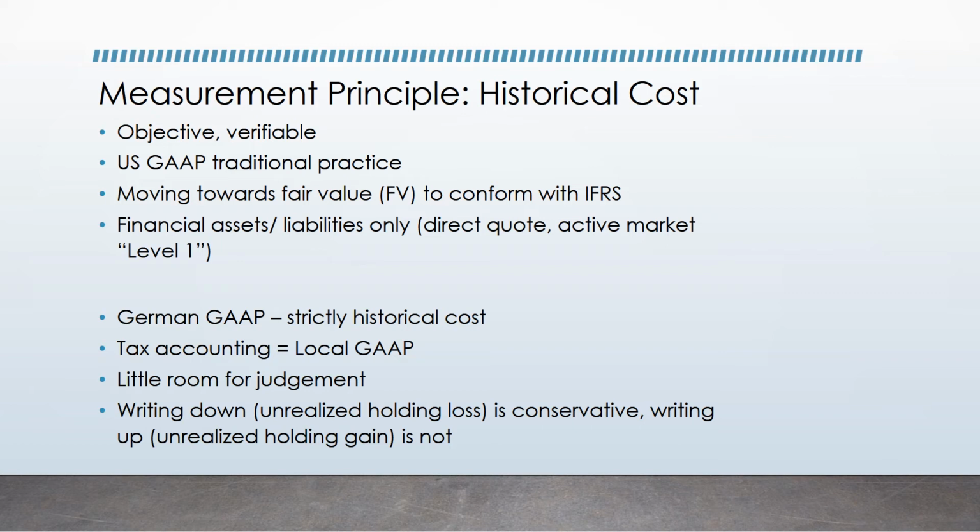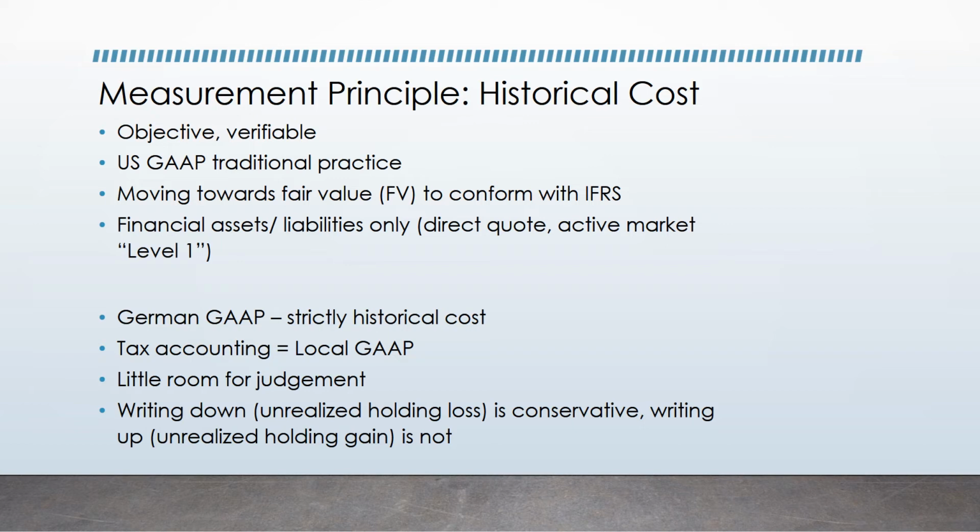All right, so historical cost is the measurement principle with which we should all be most familiar, as it is the traditional practice under US GAAP. The rationale for that is that it is objective and verifiable. Under US GAAP, we're moving more towards fair value measurement to conform with international financial reporting standards, and so US GAAP has fairly detailed rules on fair value. For example, the fair value hierarchy, which specifies level 1, level 2, and level 3 fair value numbers.